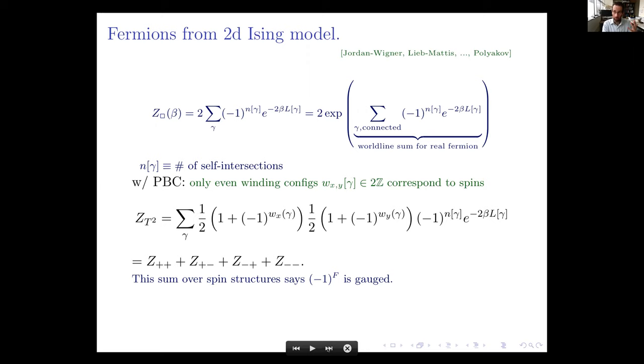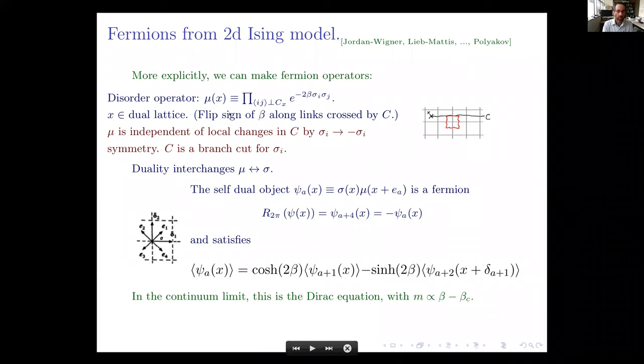And sorry, but we can be more precise in this case. That is, we can actually make the fermion operator as a combination of the spin and the disorder operator. So the disorder operator is a thing which changes the sign of the interaction along some curve C up to some branch point X, which says where the operator is. And this operator is only labeled by X and not by C because we can move the curve C without changing anything by taking advantage of the symmetry. And the usual Ising model self-duality on the square lattice interchanges this disorder operator and the spin operator. But if we make the self-dual object, that is a product of the spin operator and the disorder operator nearby, then that thing can be seen to be a fermion.